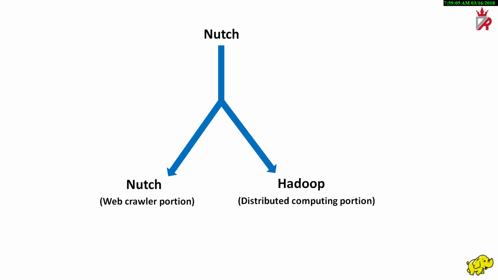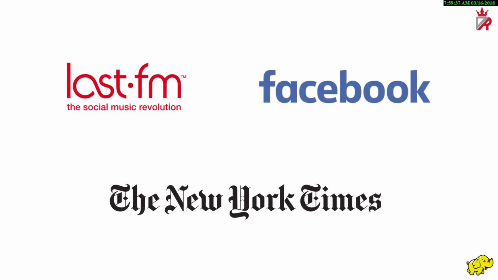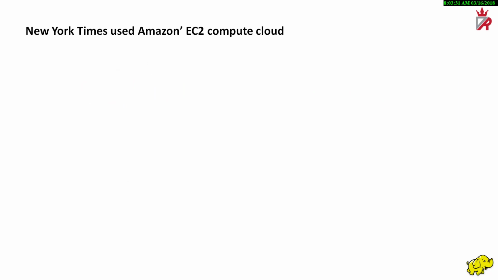Two years later, Hadoop achieved the status of an Apache top-level project. In January 2008, Hadoop was made its own top-level project at Apache, confirming its success and its diverse active community. By this time, Hadoop was being used by many other companies besides Yahoo, such as Last.fm, Facebook, and the New York Times. A well-publicized case that is worth mentioning is how the New York Times leveraged Amazon's EC2 compute cloud for its processing needs.